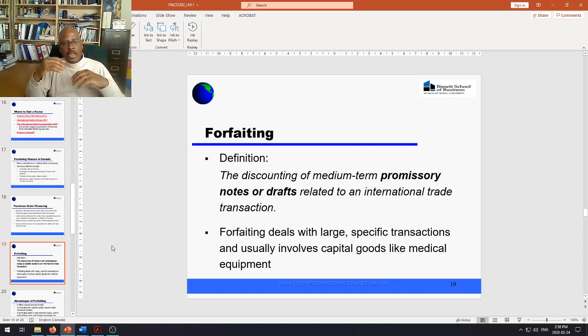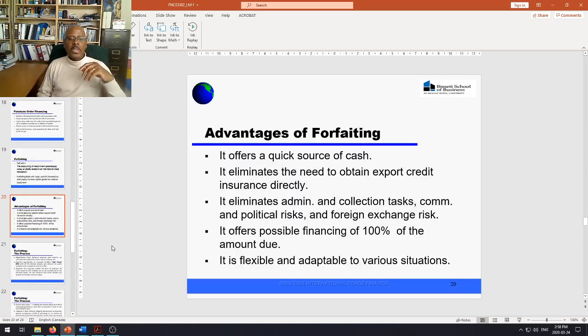So factoring is financing for 30 days up to 180 days. Forfeiting is financing from 1 year up to, say, 7 years. So essentially, it's medium term. Of course, after 7 years, you get into long-term financing, and we're going to discuss that in the next lecture. So how does forfeiting work, or what are the advantages, shall we say, of forfeiting?